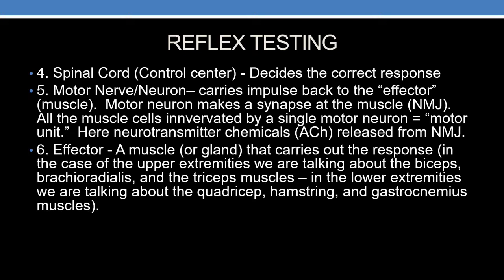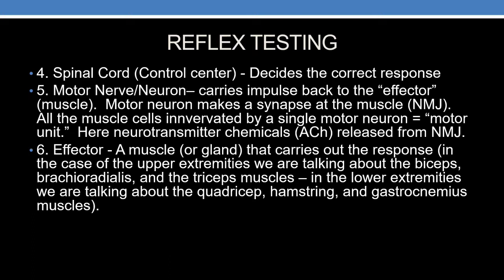And here the motor neuron releases neurotransmitter chemicals. We know those as acetylcholine. They're released from the motor neuron, travel across the neuromuscular junction, and interact with the effector, which in this case is the bicep muscle, causing a depolarization of the membrane of the muscle cell.